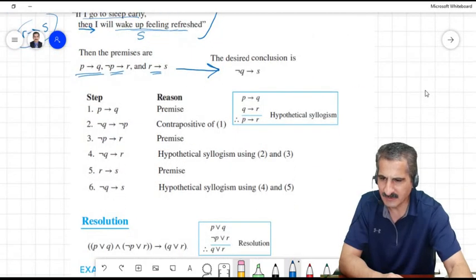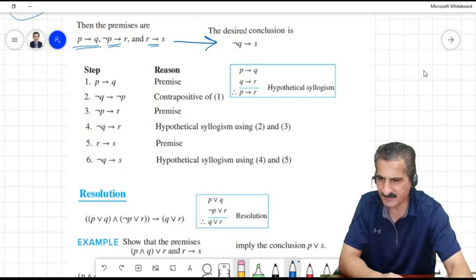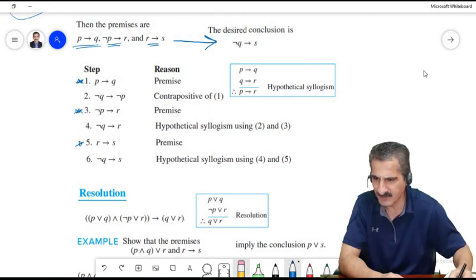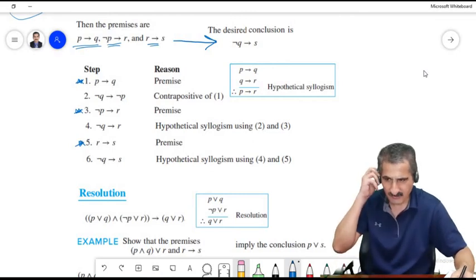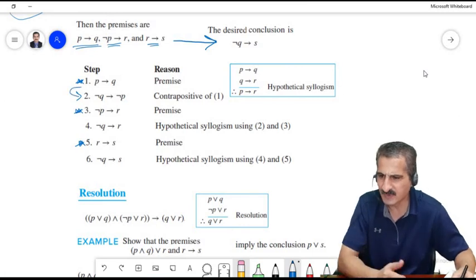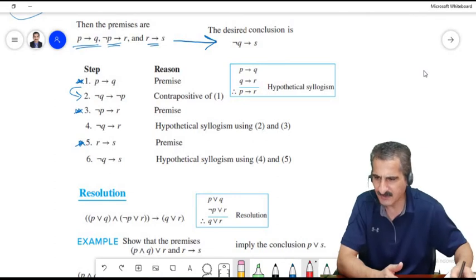And there are the steps. Again, in blue here are the hypotheses that we already have in hand. P gives Q, using the contrapositive of it, so I'm doing that. Not Q gives not P. Now we have this premise here, 3, we already have it in hand.